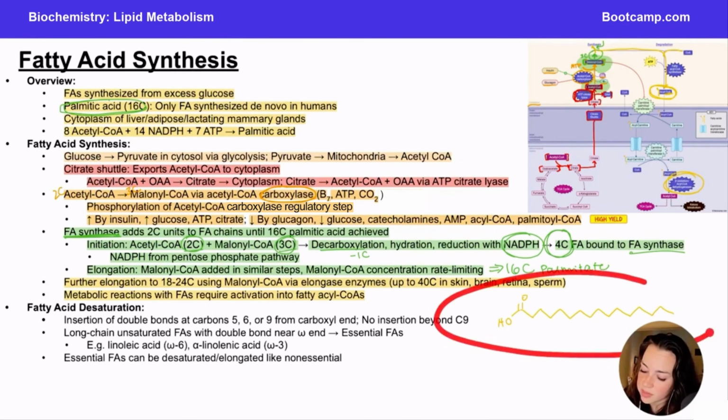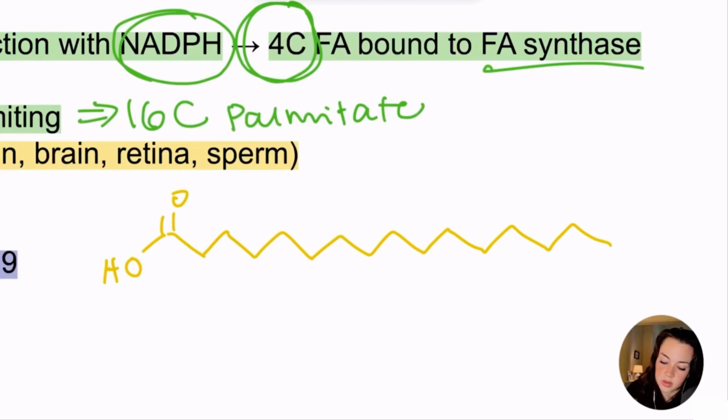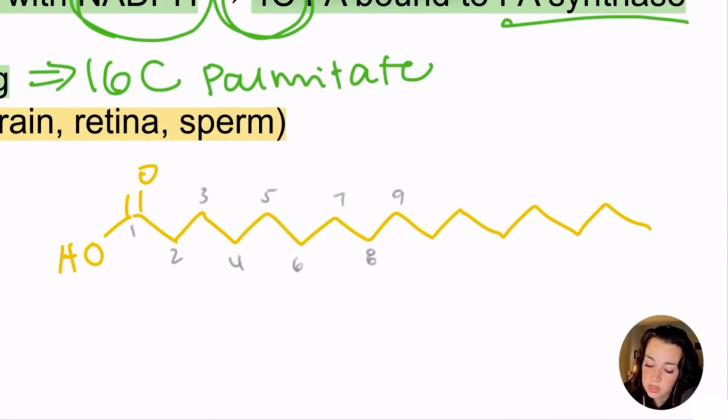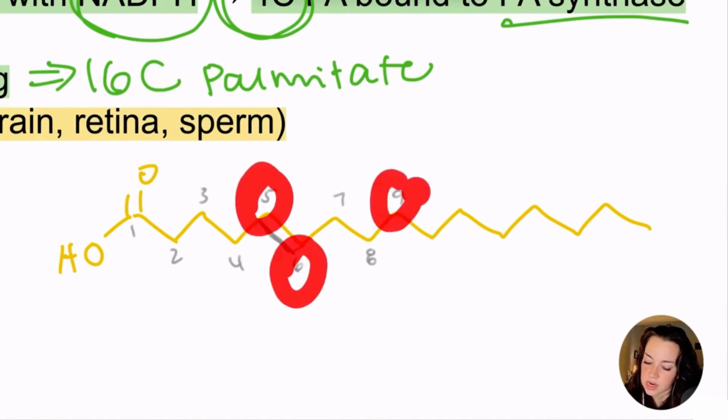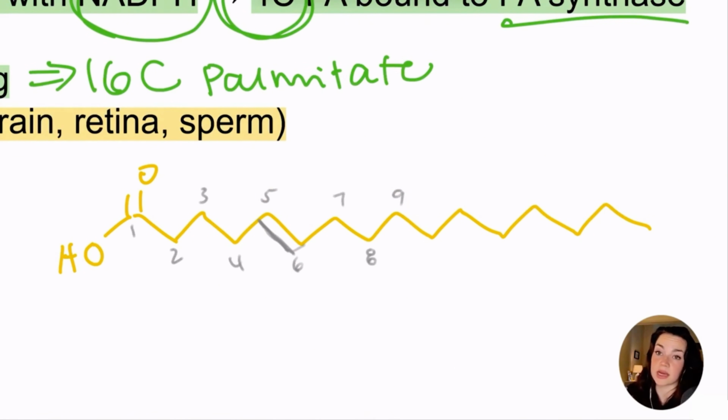Now, here's a sketch of palmitic acid, and as you can see, it is saturated, right? We've got no double bonds in there. Another modification to this palmitic acid that your body can do is desaturation, where you add in double bonds. Specifically, this is happening at the 5, 6, or 9 position from the carboxyl end, and there is no insertion beyond C9. So remember, this is your carboxyl group, and this is the first carbon, and so you can insert double bonds, for example, at this position, right? Anywhere at the 5, 6, or 9, but past the 9 position, you cannot insert double bonds. Your body doesn't know how.